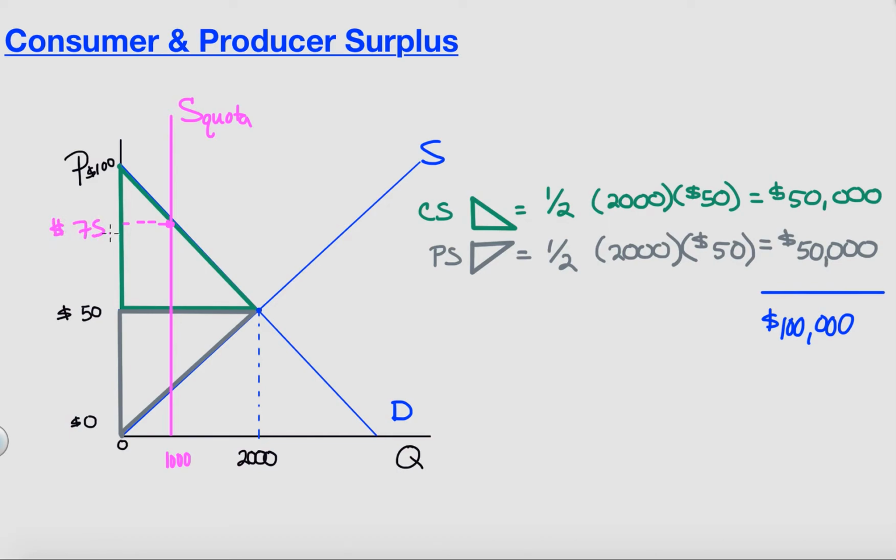$75. So those of you that were willing to pay $80 are still getting a $5 surplus, but a lot of people are going to be edged out of the market now. They don't want the shoes if they're not $50 at $75. They're going to be too expensive.